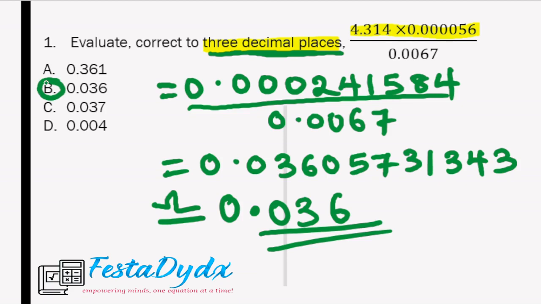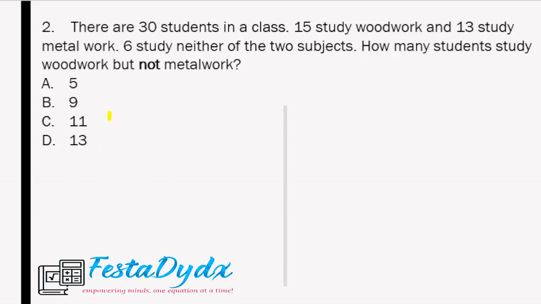Now let's move to question number 2. It says there are 30 students in a class. 15 study woodwork, 13 study metalwork, 6 study neither of the 2 subjects. Now the question says, how many students study woodwork but not metalwork? So this is saying how many students study only woodwork but not metalwork.